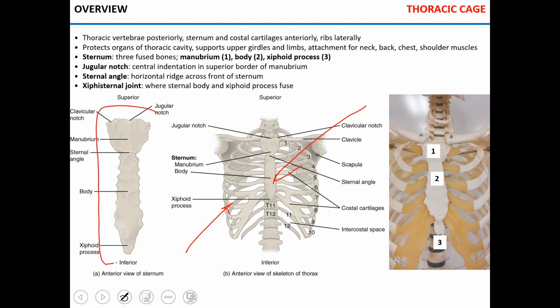Sternum. 3 bones that are fused: manubrium, body of sternum, and xiphoid process. So this little indentation at the manubrium is called a jugular notch, and the ridge across the front of the sternum here is called a sternal angle. Xiphisternal joint is where the sternum and the xiphoid process fuse. Xiphoid process, interestingly enough, is the last bone in the human body that ossifies.